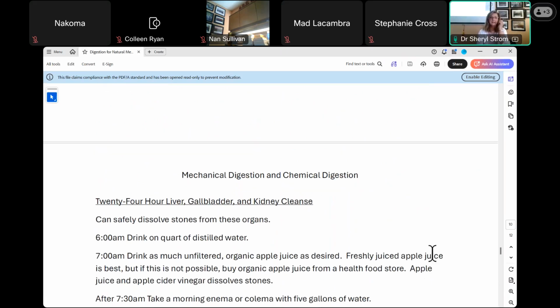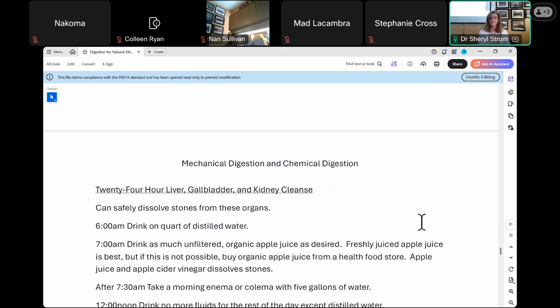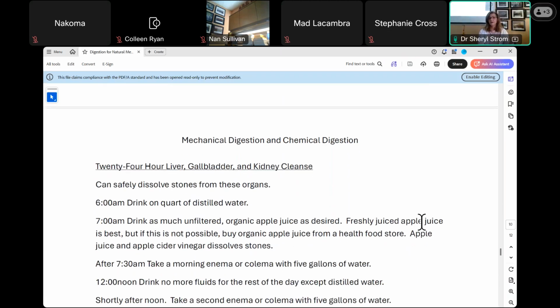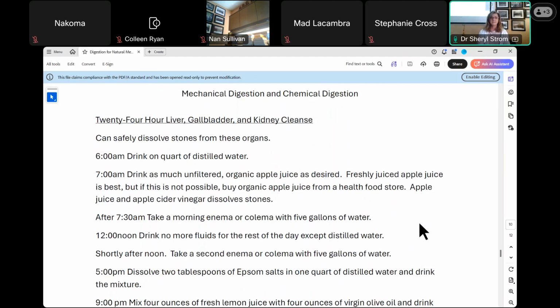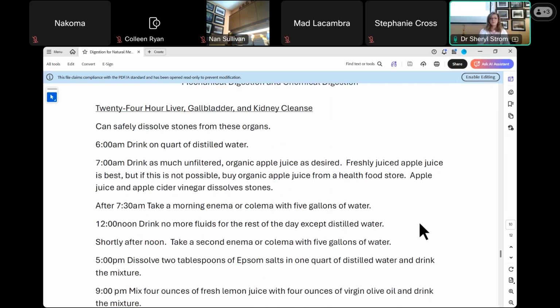So here is a 24-hour liver, gallbladder, and kidney cleanse for your information that you can use with your clients. I've tried it, and my diet must be pretty good because I didn't have any stones. But it starts at 6 a.m. and goes through the next day. And you can safely dissolve stones from these organs.